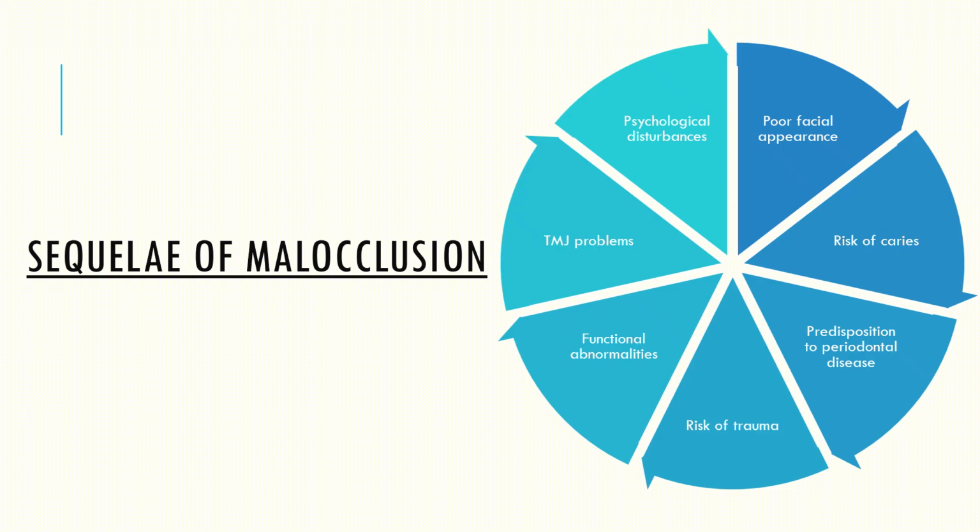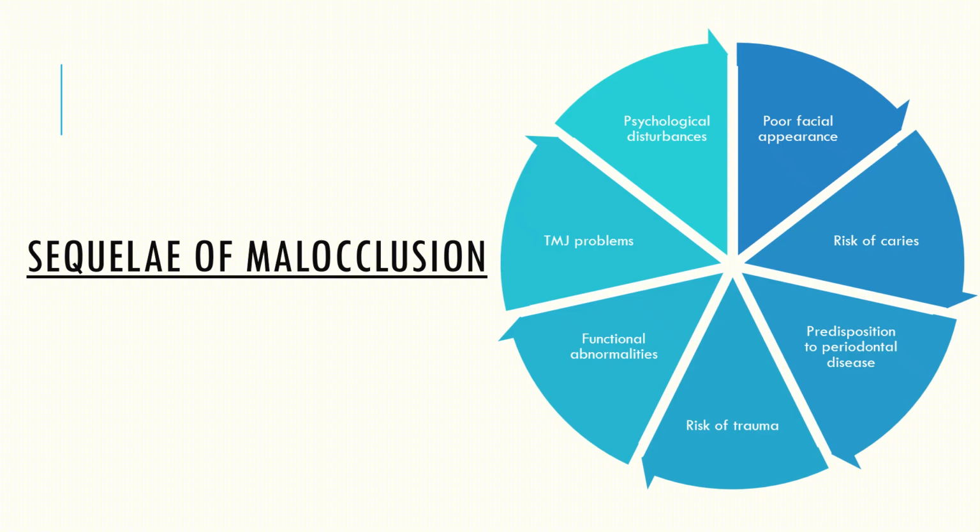Risk of caries. Malalignment of teeth makes maintenance of oral hygiene difficult, thus leading to increased risk of caries. Malocclusion also leads to poor contact points in the teeth, which can also lead to proximal caries. Predisposition to periodontal disease. Inadequate oral hygiene, deep bite, trauma from occlusion, and habits like mouth breathing, tongue thrusting, etc. can lead to increased loss of periodontal support to the teeth, thus leading to different periodontal diseases.